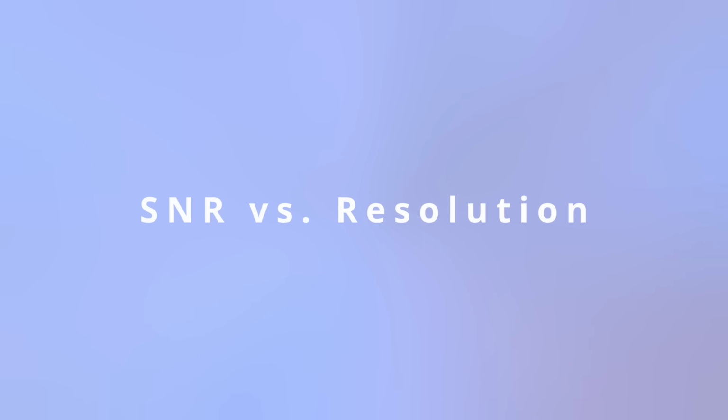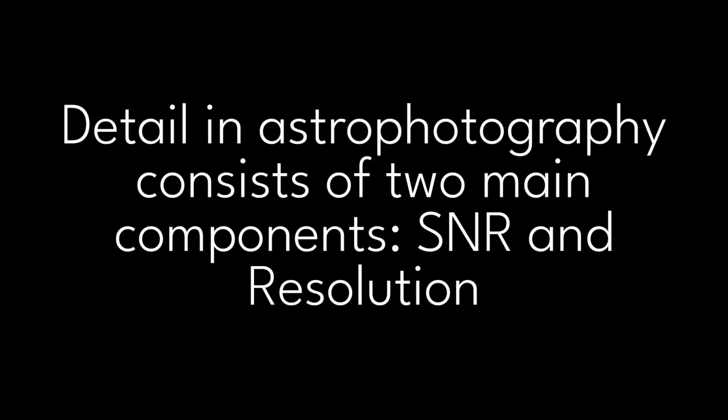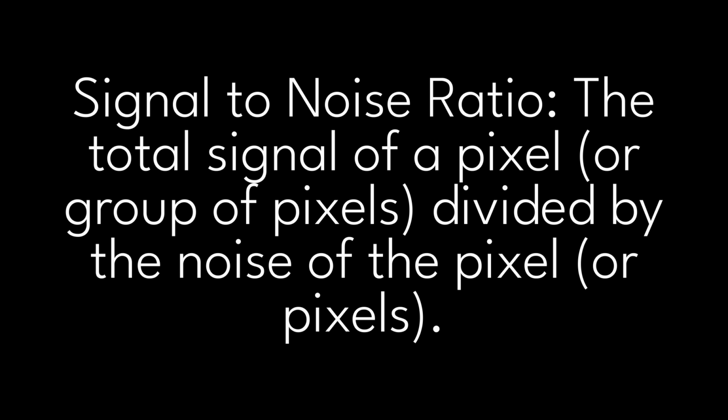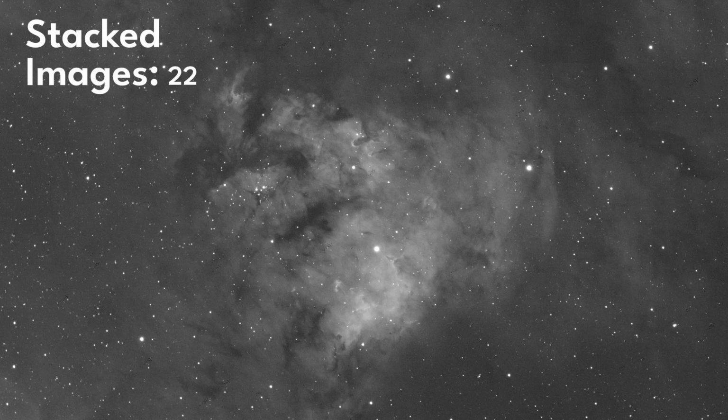All right, so what is detail in astrophotography? Well, I think it's a lot of things, but it can be boiled down to 2 main components. There's signal-to-noise ratio and there's resolution. Signal-to-noise ratio is basically just how much signal is in your image versus how much noise is in your image. And generally, we think that signal-to-noise ratio is affected by stacking. So if we stack multiple images together, we increase our signal-to-noise ratio.